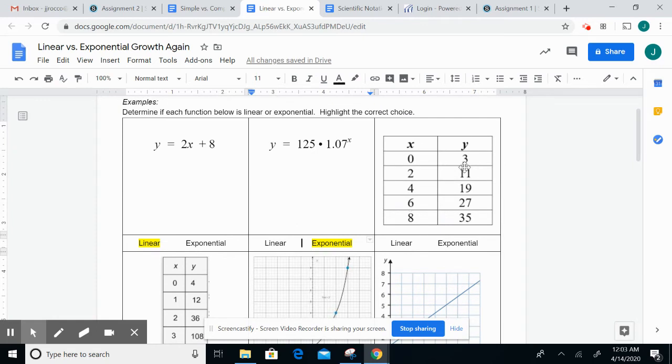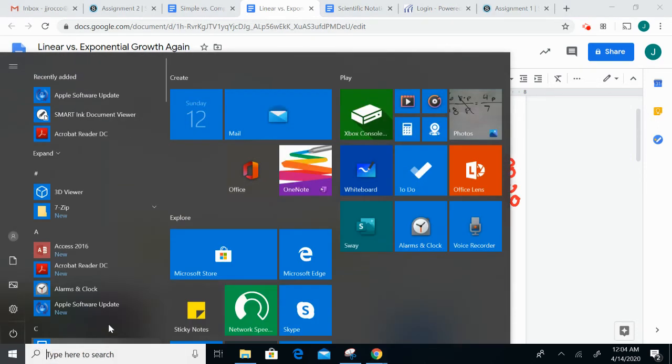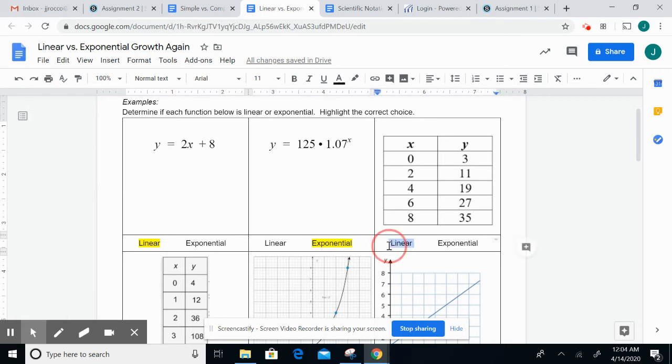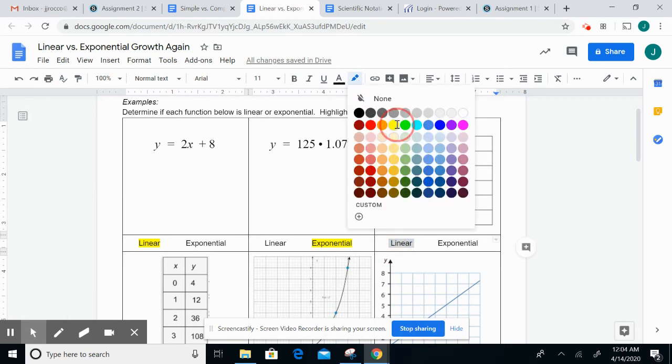What we're worried about is, does the y change consistently? So let's take a look. From 3 to 11, we added, what is that, 8, right? From 11 to 19, we added 8. And it can go down. This happens to be adding. It goes up. It can go down. And if it goes down the same, it's also linear. And you're also adding 8 here. So because it's consistently adding by 8 on the y, that means it's going to be linear. So you're going to highlight linear, hit the little pen, and pick a color.